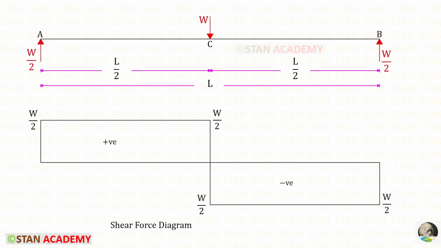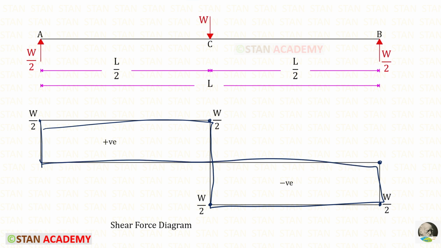Here you can see the shear force diagram. In all of the points we have two values. At just left of A it is 0, at just right of A it is W upon 2. In the point C there are two values. At just left of C it is W upon 2. And at just right of C it is minus W upon 2. At B also there are two values. At just left of B it is minus W upon 2 and at just right of B it is 0. Then we can connect all the points so that we will get the shear force diagram.